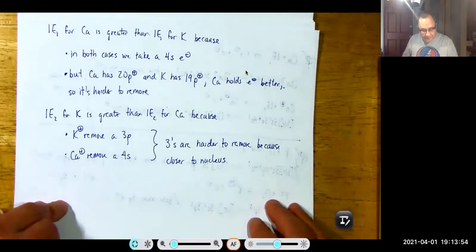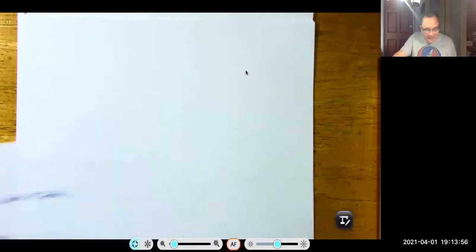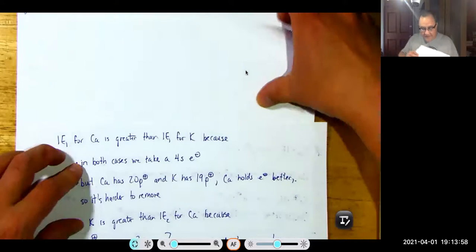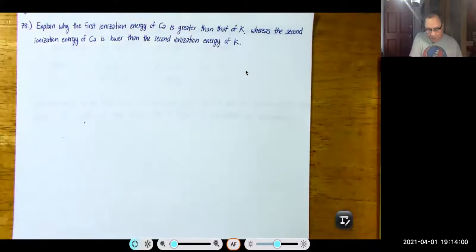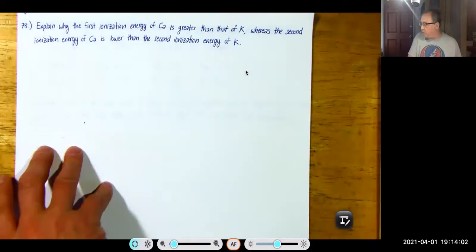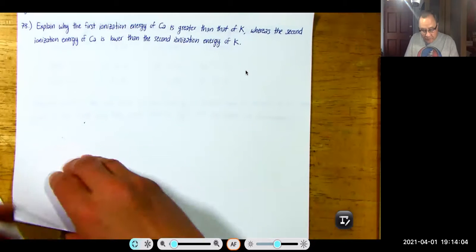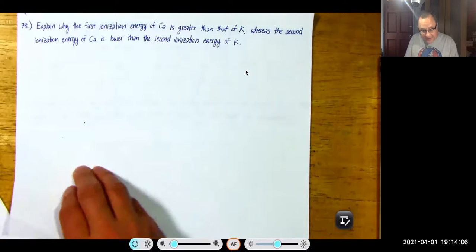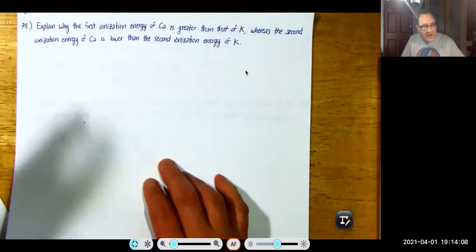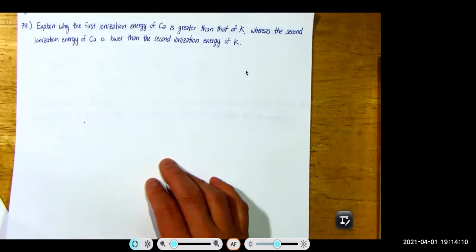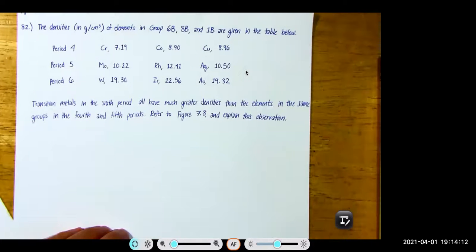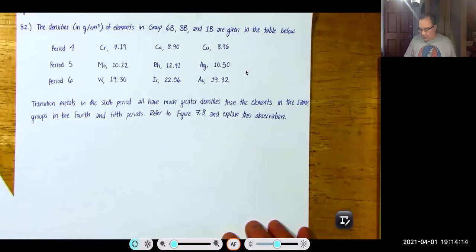Okay, so that was helpful. That explains that. And what was our go-to to figure out what was going on? Look at electron configurations and see what's being changed. Right. So this one is an interesting one also.